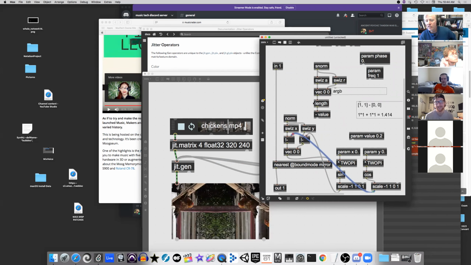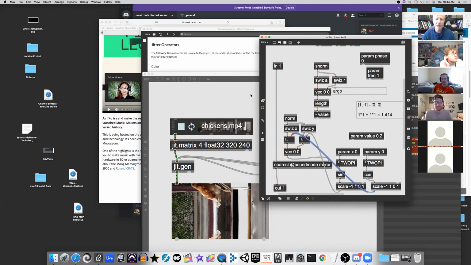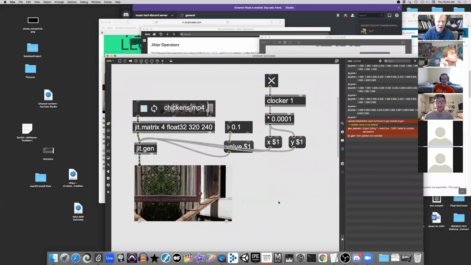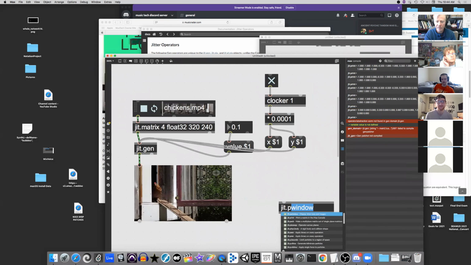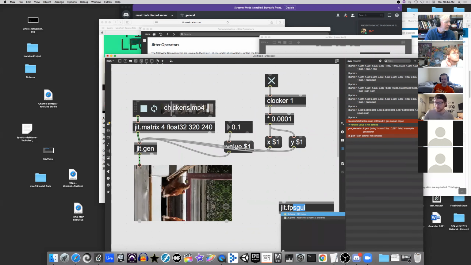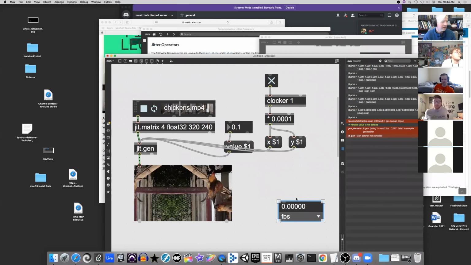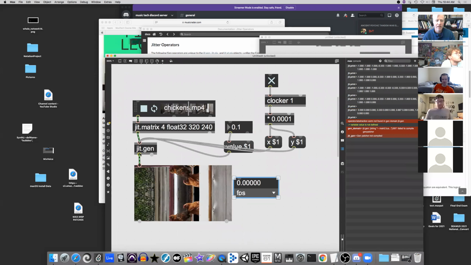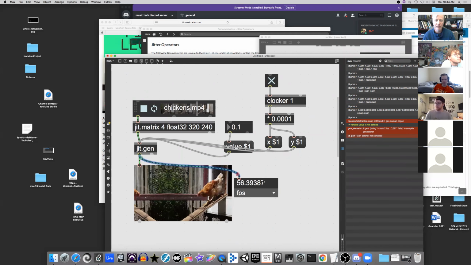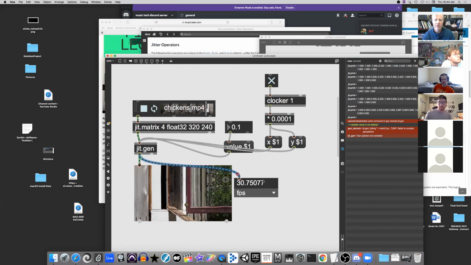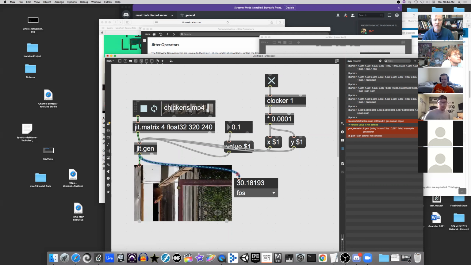So let me show you what I wanted to show you. Right now, let's take a look at how we're doing as far as jit.fps goes. FPS GUI. I'm going to put this here. So we're not too bad. We're like 30 frames per second. That could be based on the movie.